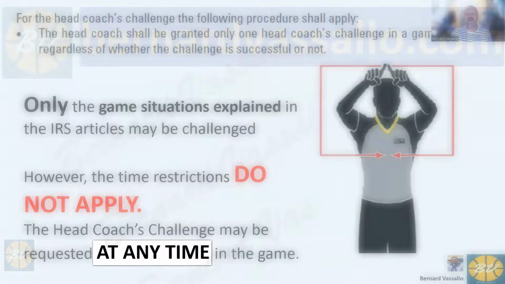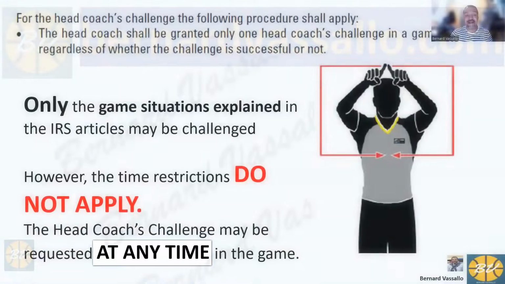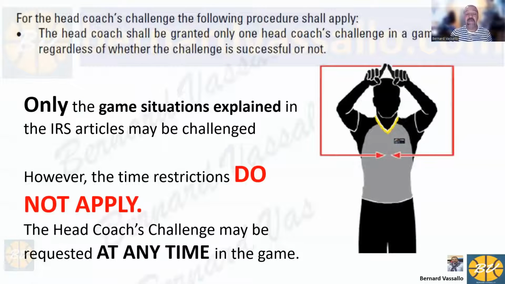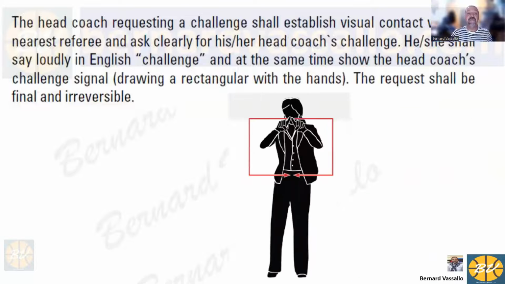As mentioned also in the last sentence, the head coach's challenge may be requested at any time in the game because there are no time restrictions, okay, in this case. And as I explained before, in order to make a challenge, the head coach will ask the nearest referee for the challenge, making the conventional signal and saying also clearly "challenge."